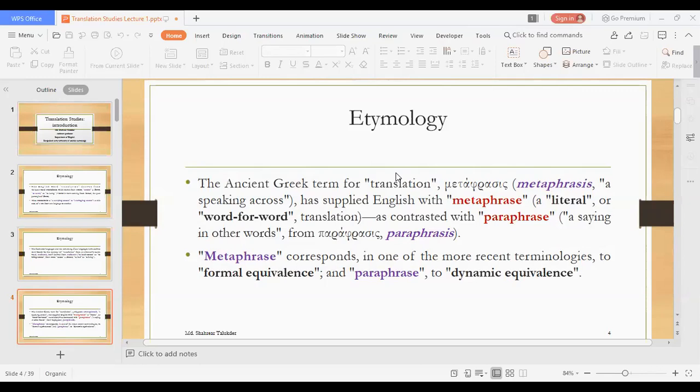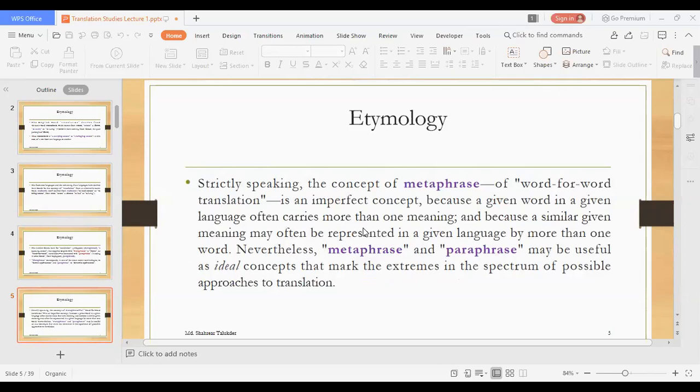Okay, now we'll move on to the next slide. In the fifth slide, you can see that, strictly speaking, the concept of metaphrase, or word-to-word translation, is an imperfect concept, because a given word in a given language often carries more than one meaning, and because a similar given meaning may often be represented in a given language by more than one word.